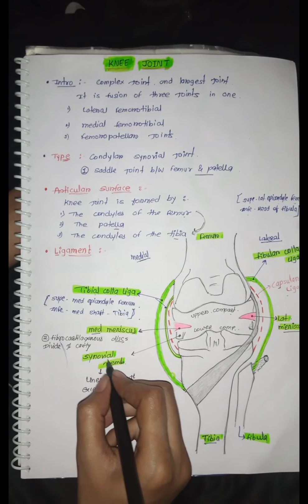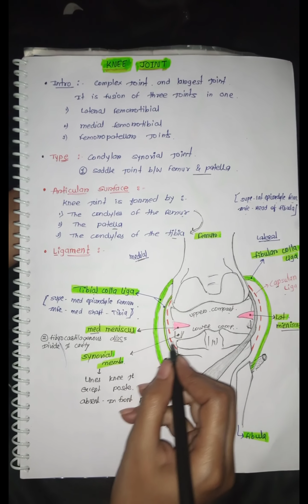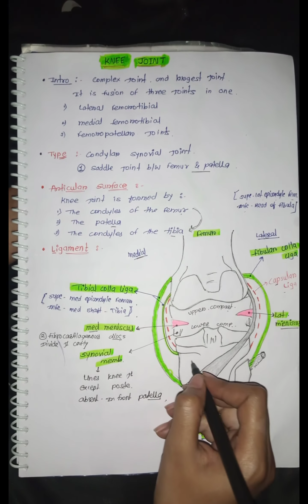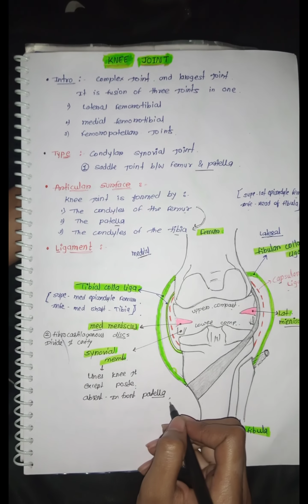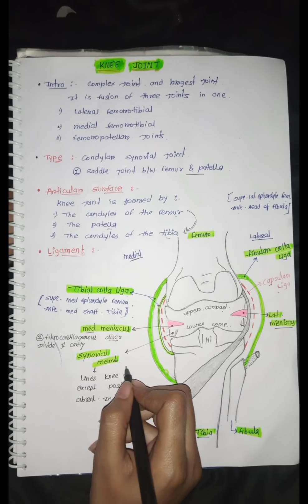Then next is synovial membrane. Synovial membrane lines the capsule except posteriorly and is absent in front of patella. That is the synovial membrane.